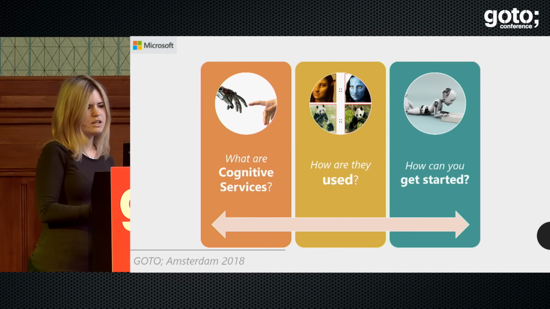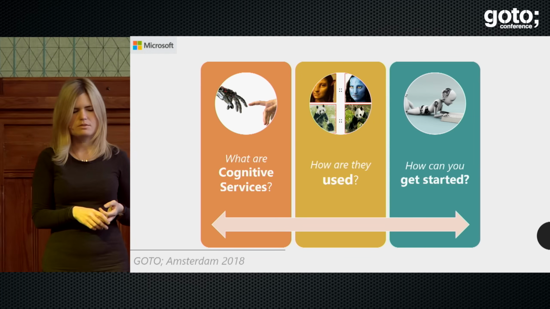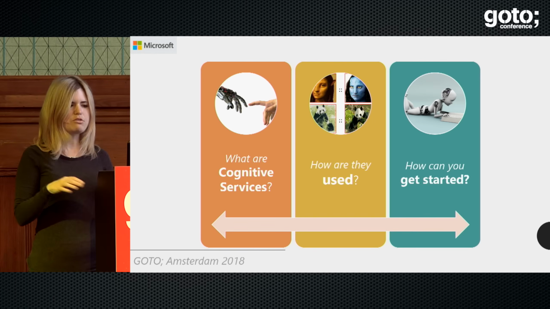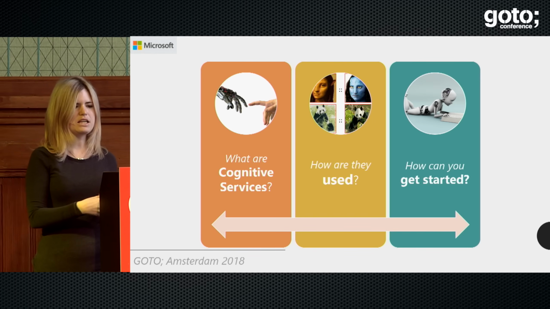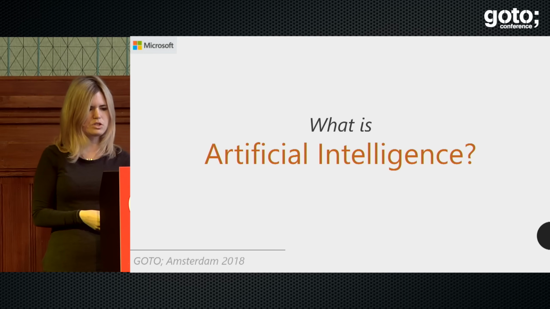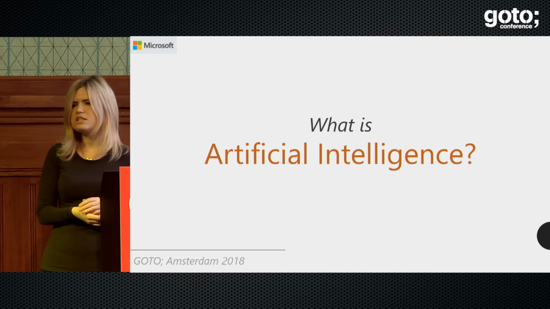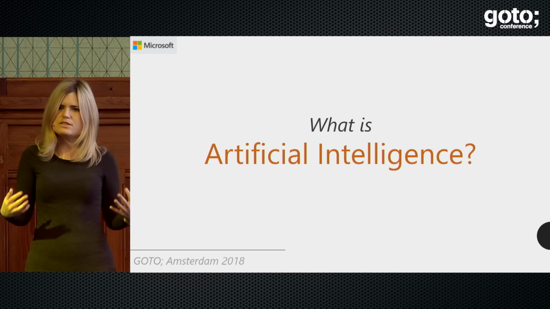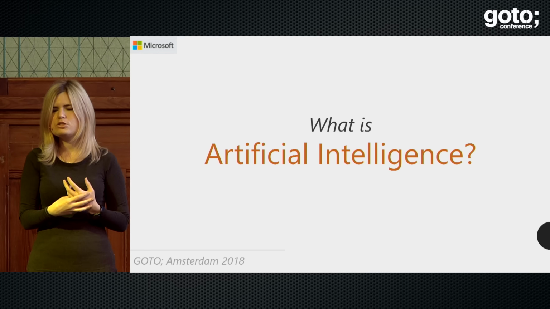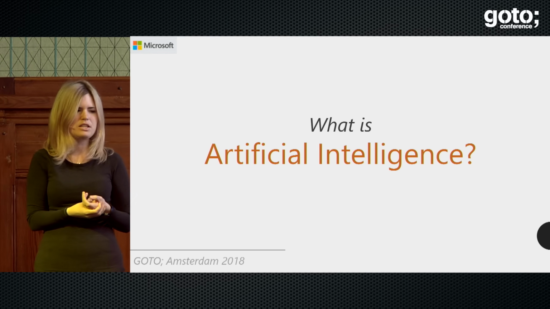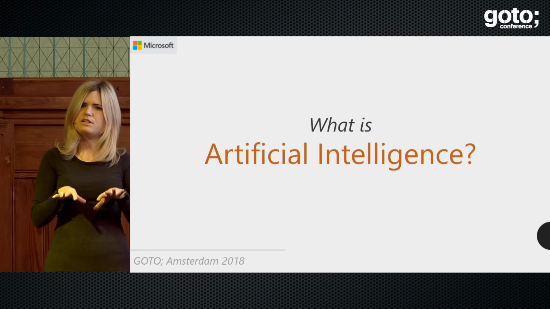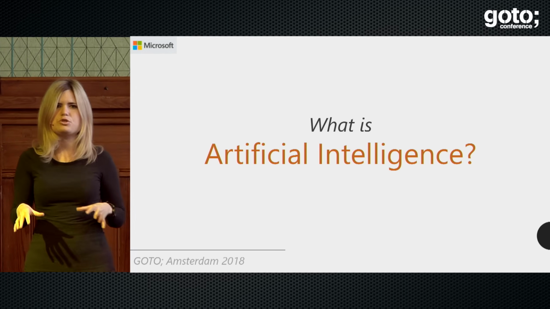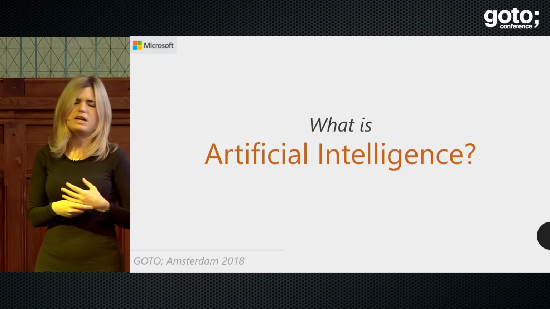So to get started, what are cognitive services? Then we're going to be talking about how they're used and then how you can get started with using them. But to start, I'd first like to go into what exactly is artificial intelligence. That gets thrown around a lot as a buzzword, and there's not often a lot of clarification as to what the industry means by AI.